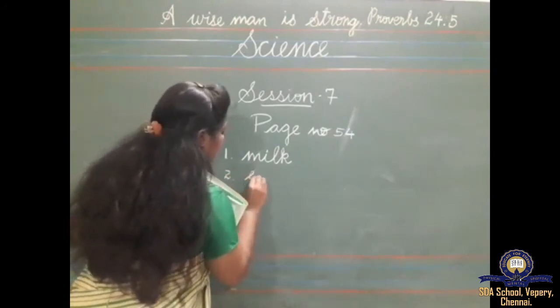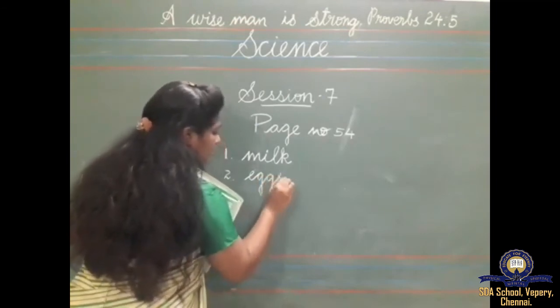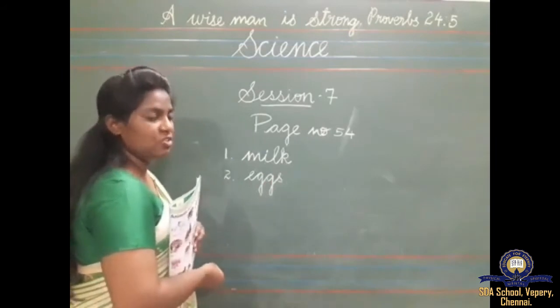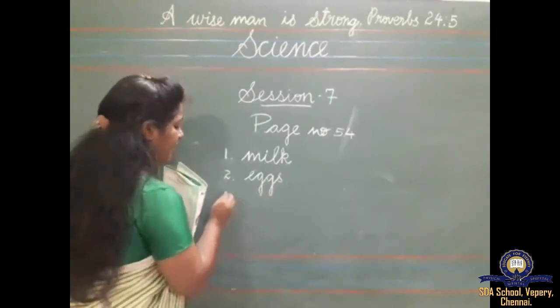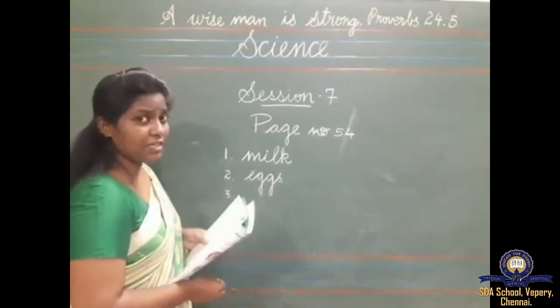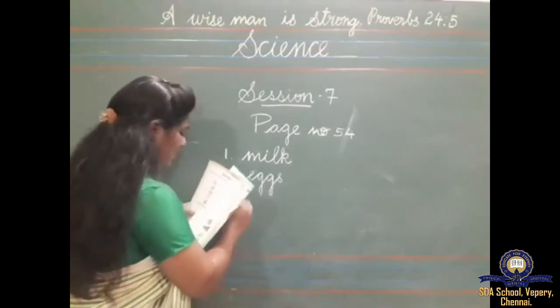Shall we write the second one? Eggs. E-G-G-S. Eggs. Very good, cuties. You all have learnt with me. You all have written with me. Shall we move on to the third one?